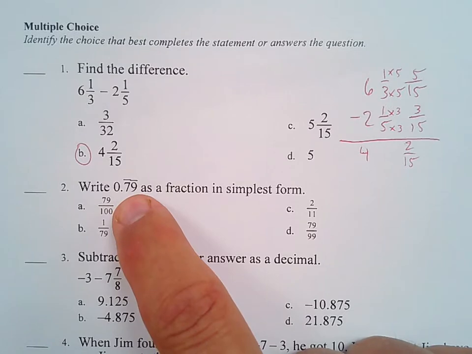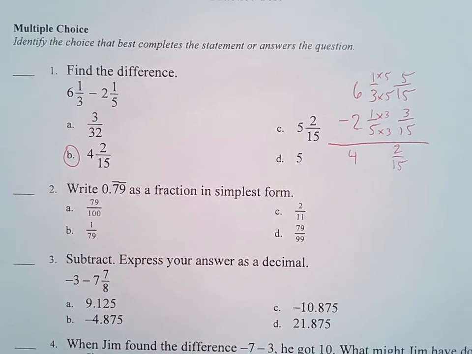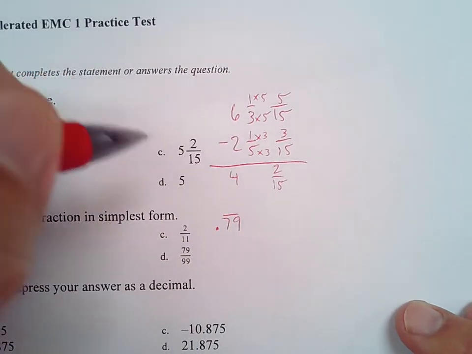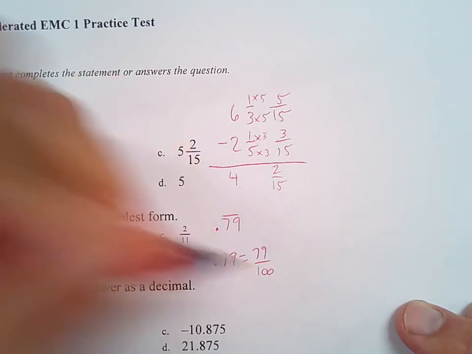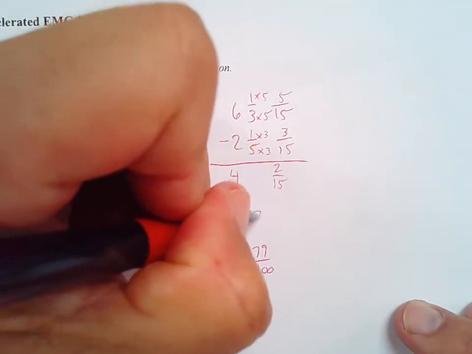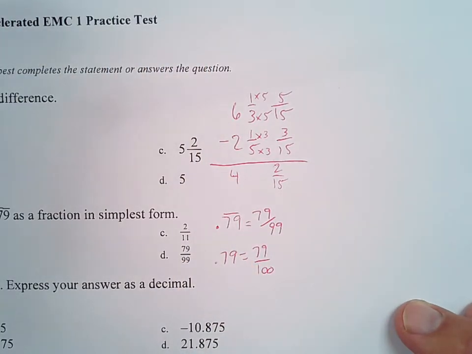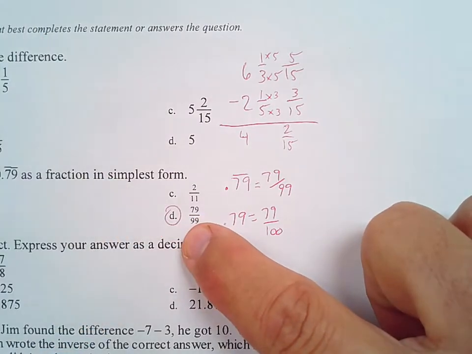Okay, 0.79 with a bar over it in simplest form. Well, without the bar it's 79 over 100, but with the bar, it's 79 over 99. And I think I can divide those both by 3, right? Nope, can't do that, can't divide by 3, so it's going to be D right there. That's our answer.